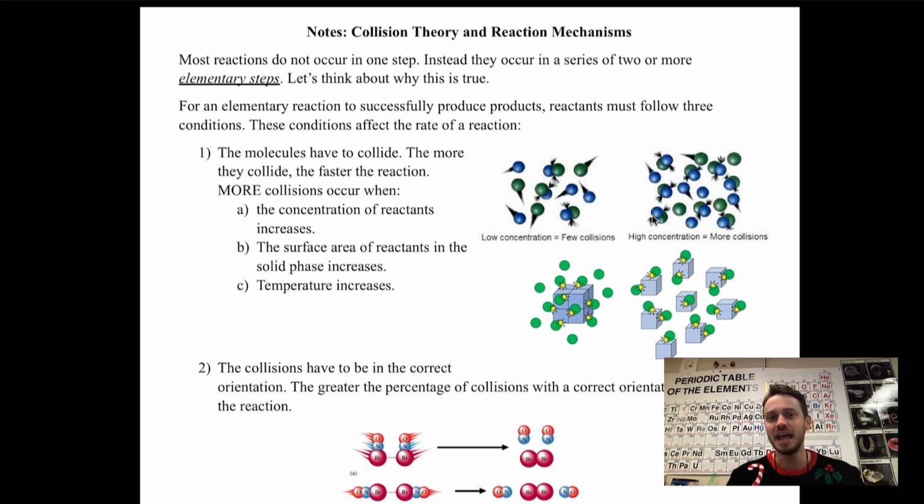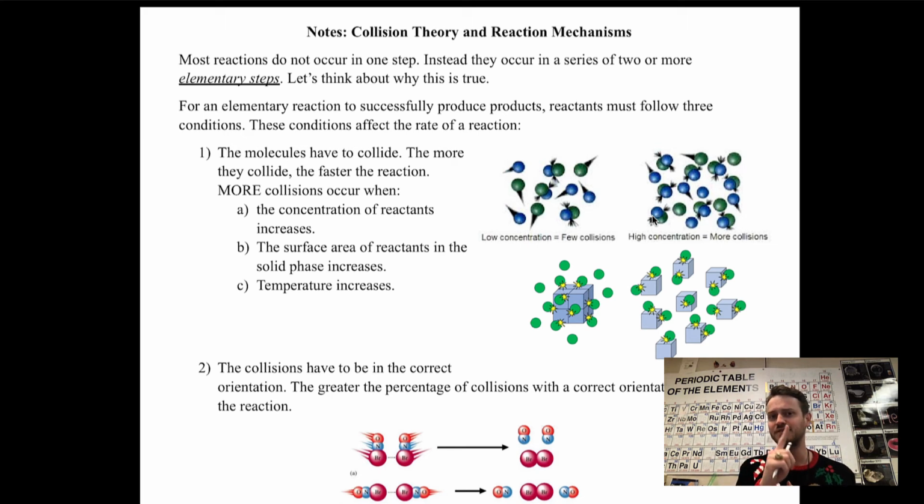Hello, AP Chemists! It is now time to start our kinetics unit. So we've already talked about thermodynamics, and those things are still going to be at play here. But now we're going to zoom in and look at things on a particle level and talk about different factors that would affect the speed of a reaction.